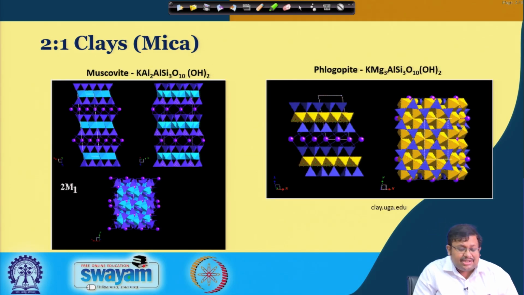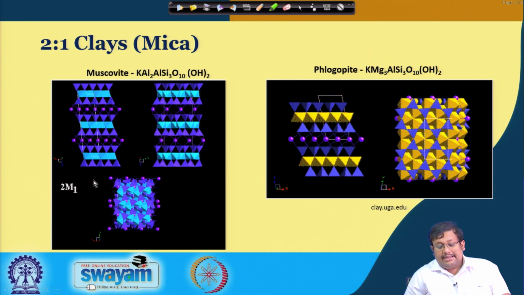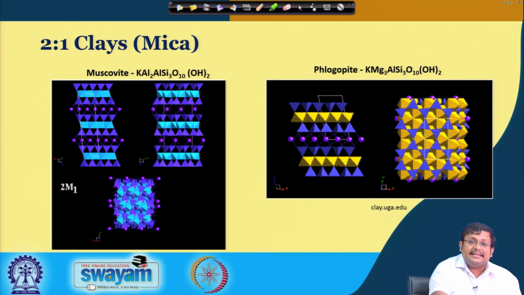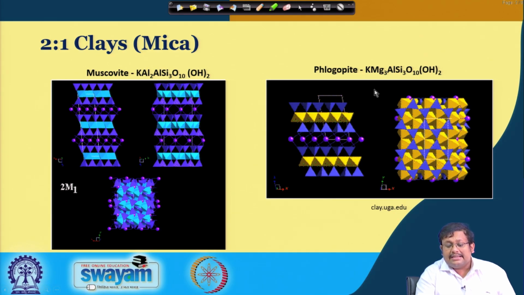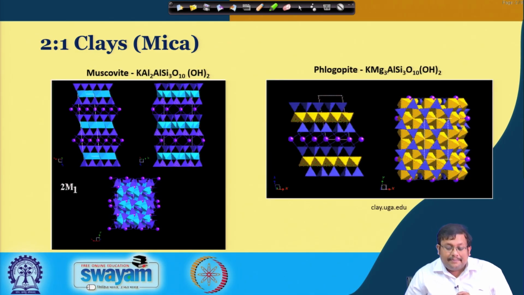So, this is the structure of muscovite as well as phlogopite. You can see how these potassium ions are in between these layers. These are the small potassium ions and this is basically the 2:1 type of structure, and this is the phlogopite structure. Now, in case of muscovite it is dioctahedral, and in case of phlogopite you can see it is a trioctahedral structure, since magnesium is present in the octahedral sheet. We have already discussed that in the previous slide.